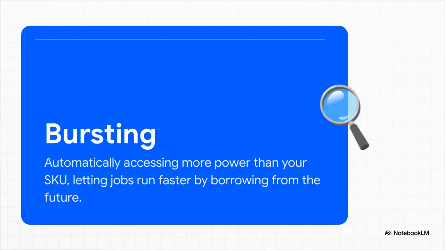So bursting basically lets you punch way above your weight class. The system will automatically give you access to more computing power than you're actually paying for with your plan, with your SKU. Why? To get your job done faster. But, and this is a big but, there's no such thing as a free lunch. When you burst, you are literally borrowing that power from your own future.